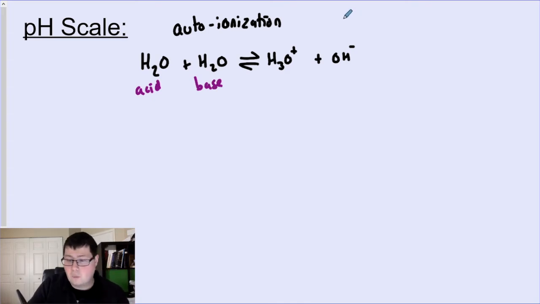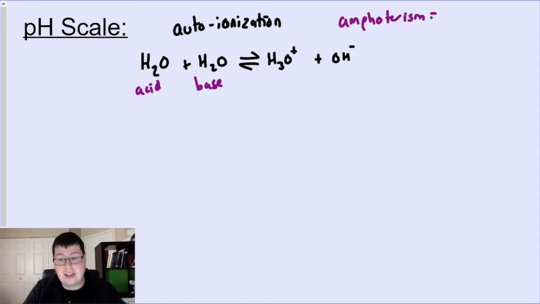We call that, when something can act as both an acid or as a base, amphoterism, or that it is amphoteric. So amphoterism acts as an acid and a base. There are very few compounds that can do this, but there are some that can, and one of the most important ones is water. Here we see water acting as both an acid and a base.